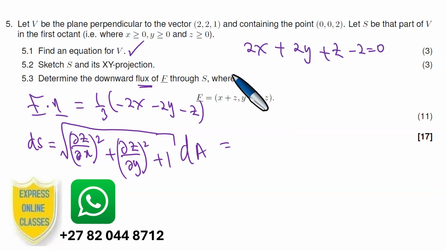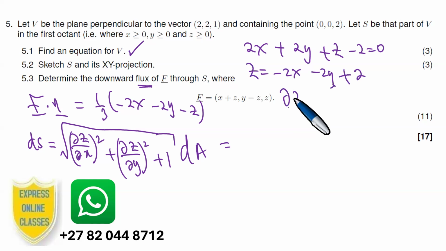Now, with this, what will z be? z will be minus 2x minus 2y plus 2. And then we have dz/dx, which is minus 2. And dz/dy, which is minus 2. Then we find that the partial derivative of z with respect to y is minus 2.